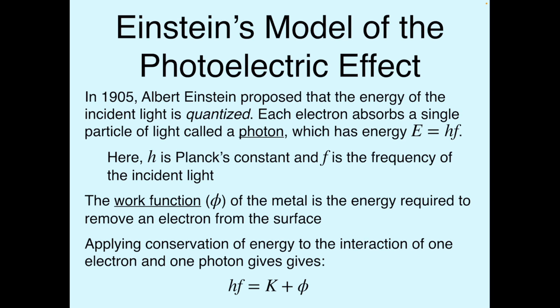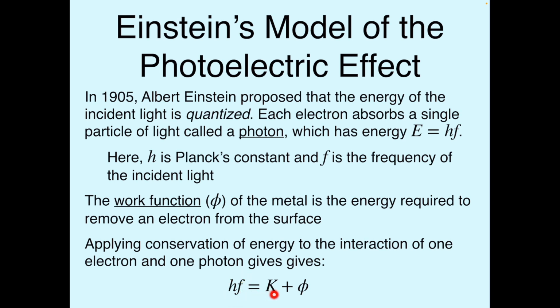So what we can do is apply conservation of energy to the interaction of this one photon and this one electron, and we can come up with the equation you see at the bottom of the slide. What's the idea behind this equation? There is a photon, it comes in, and it gets absorbed by an electron. When that happens, the photon is gone. It no longer exists. It's just given up all its energy to the electron. So what was the energy of that photon? We can think of this as the initial energy, which was just h times f, according to Einstein's model.